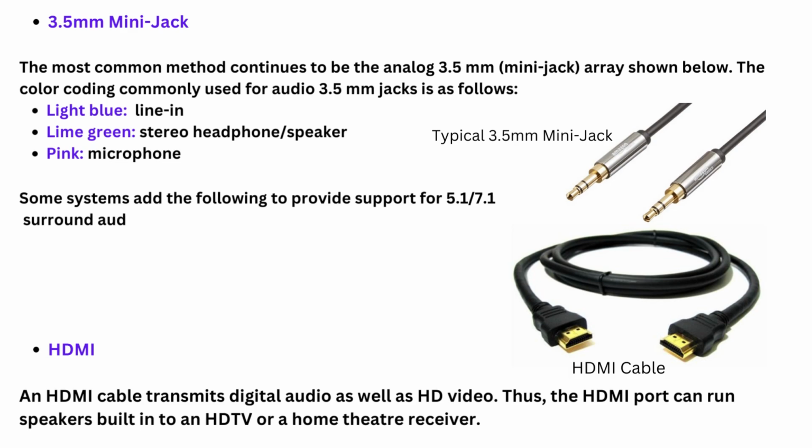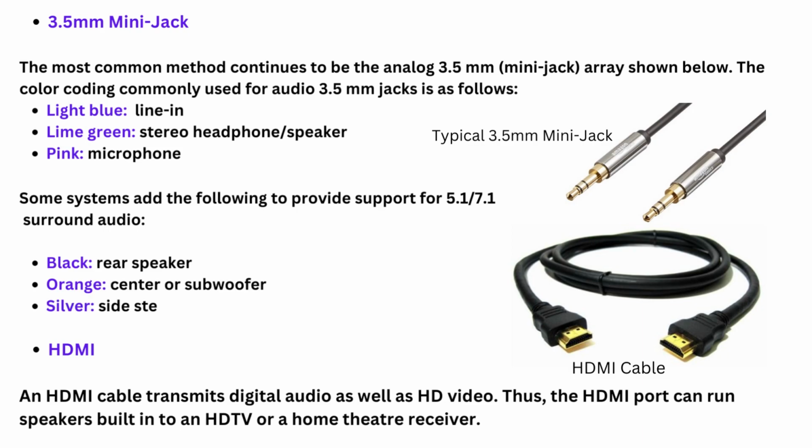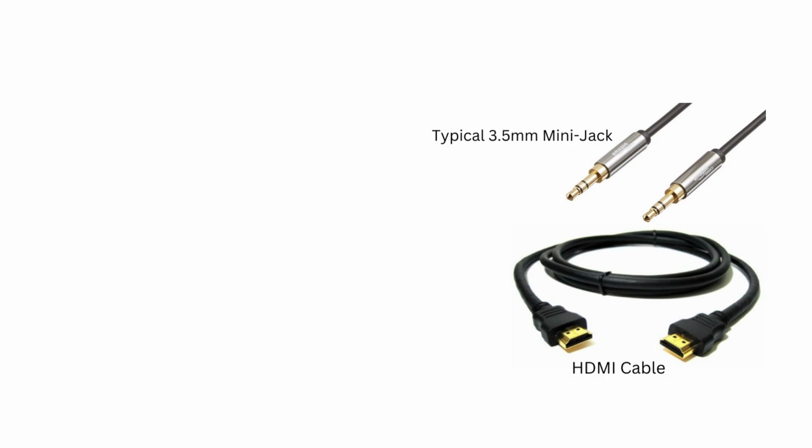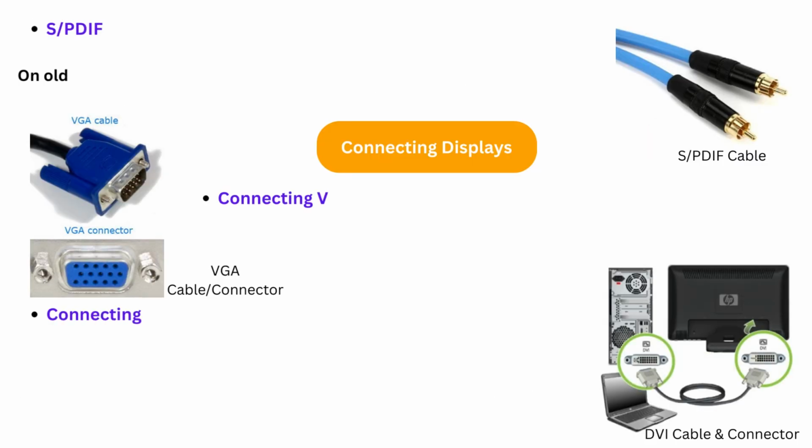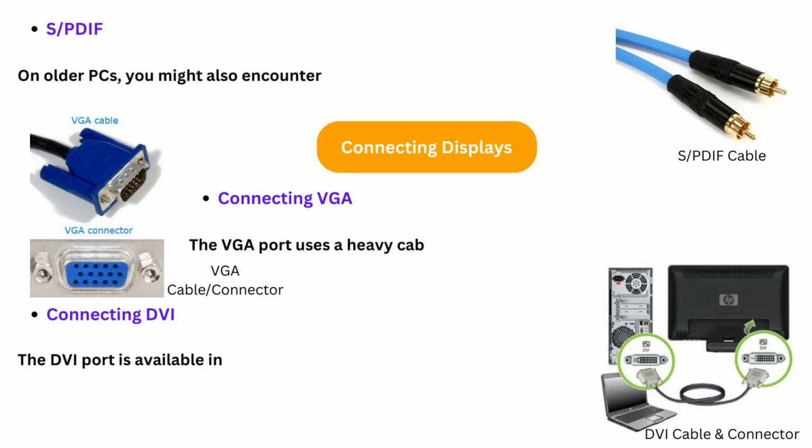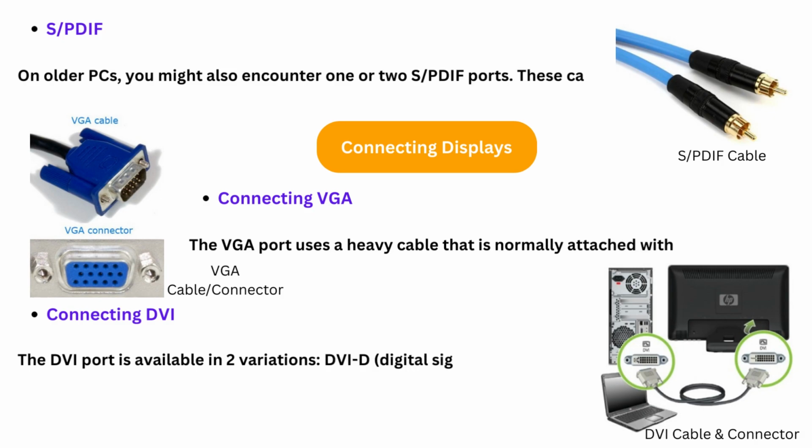HDMI. An HDMI cable transmits digital audio as well as HD video. Thus, the HDMI port can run speakers built into an HD TV or a home theater receiver. SPDIF. On older PCs, you might also encounter one or two SPDIF ports. These can transmit digital audio to HD TVs or receivers that have the appropriate port.